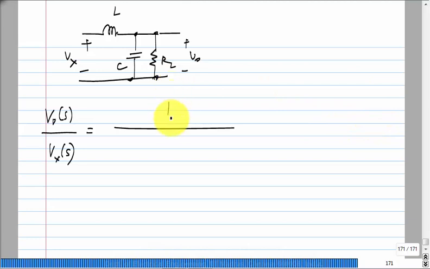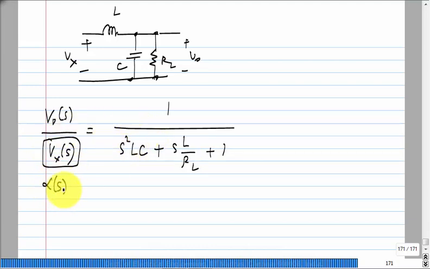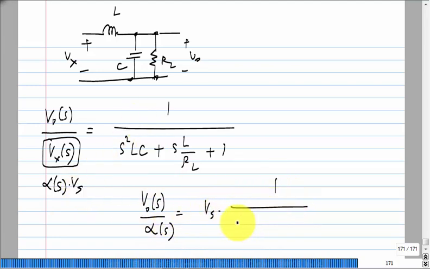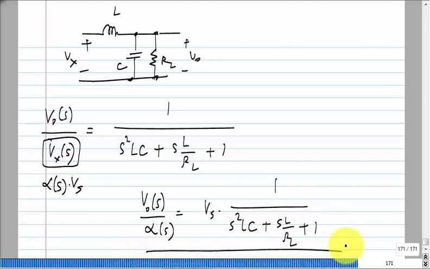Yeah, so if I write it like this, it will be s squared LC plus sL by RL plus 1. Okay. So, this is all that is there. The only thing is that now this Vx itself should be substituted by alpha(s) times Vs. So, when we want the transfer function V naught of s by alpha, this Vs appears as a scaling factor, right. So, that is all I wanted to highlight here.